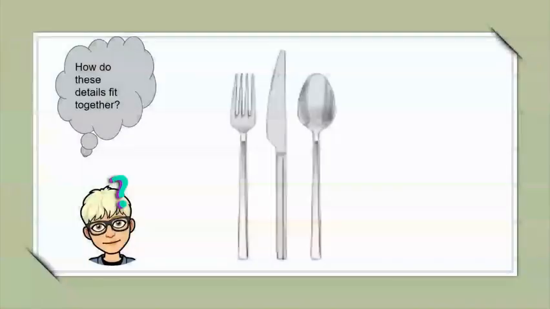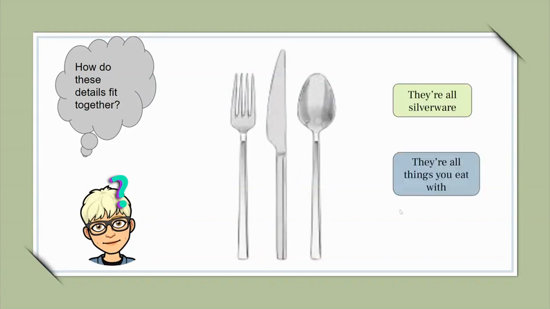All right. Imagine you have these 3 pieces of information in a book. I want you to think about, how do these details fit together? What is their possible central idea? You might think, well, that's easy. They're all silverware. Or they're all things that you eat with. Yes, that is their possible central idea.